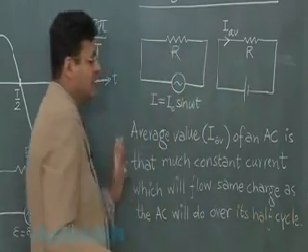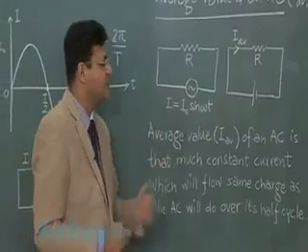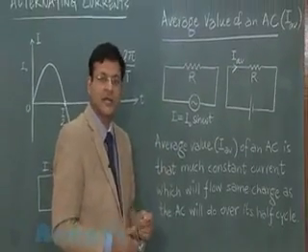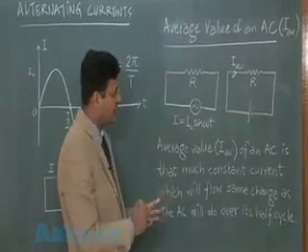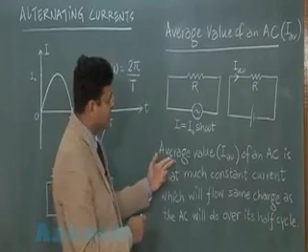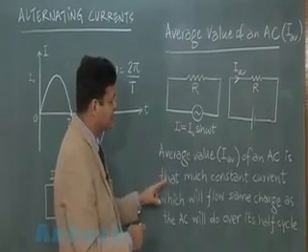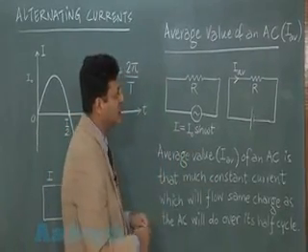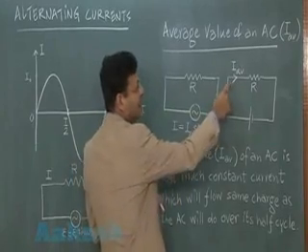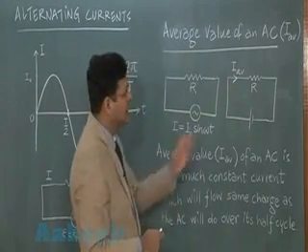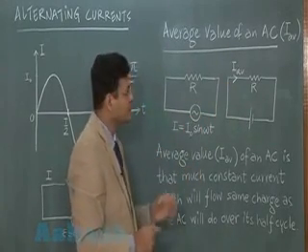You understand? This is the formal definition of average value of an alternating current. Let us try to understand what we have written here. It says that average value of an AC is that much constant current. Here I average, I have shown like a constant current. एक डायरेक्शन भी हमने यहाँ पे शो की है.